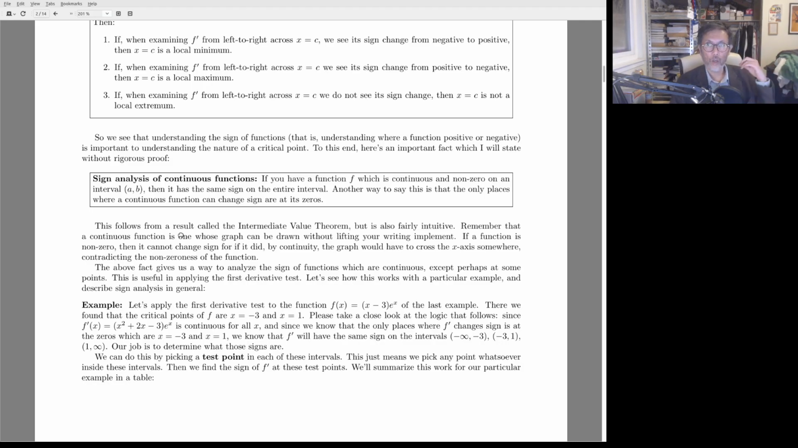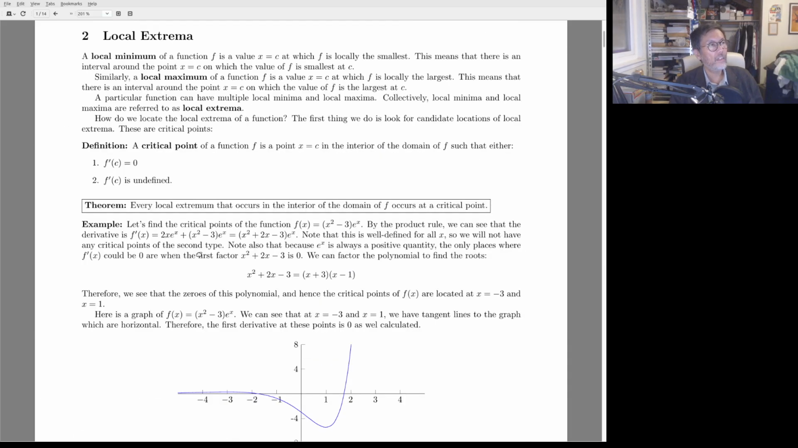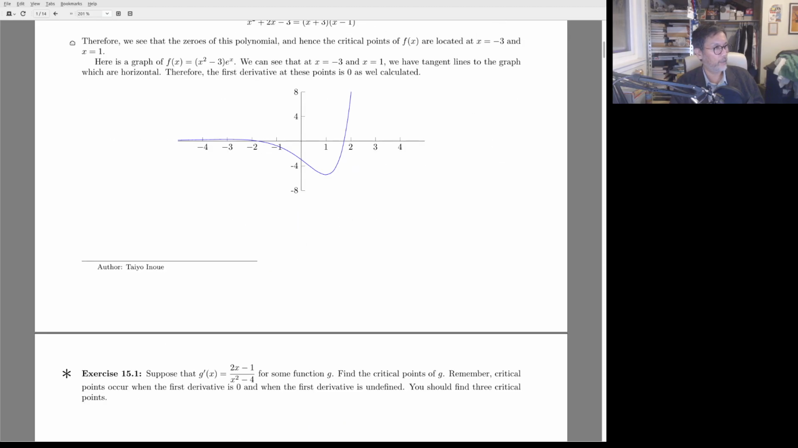So I'm going to take all of that for granted here today, that we know how to do this idea of a sign analysis and that we know how to interpret it to apply the first derivative test to analyzing the critical points of a function, determining whether or not they are local minima, local maxima, or neither. So I'm going to presume that knowledge exists. And basically, if you want to review, you need to reread section 2 of this handout.